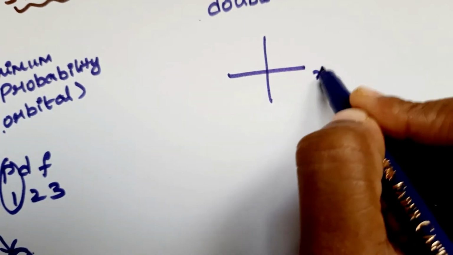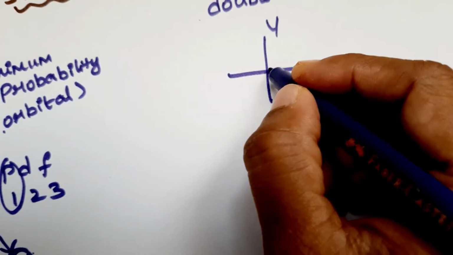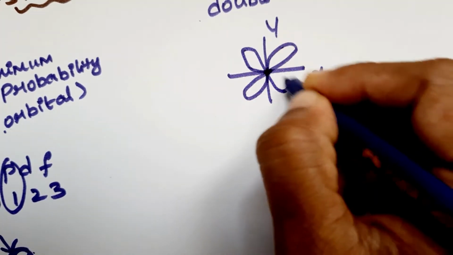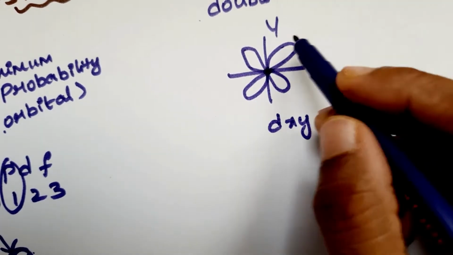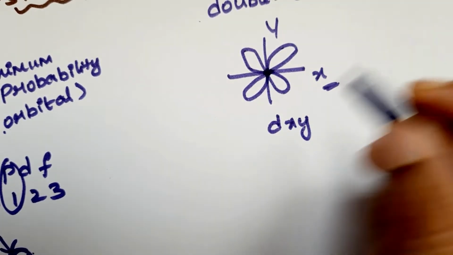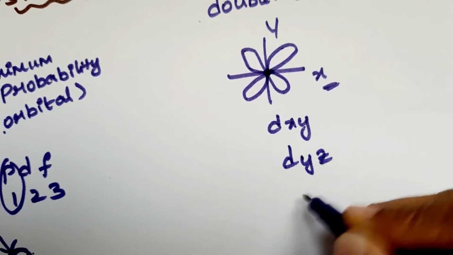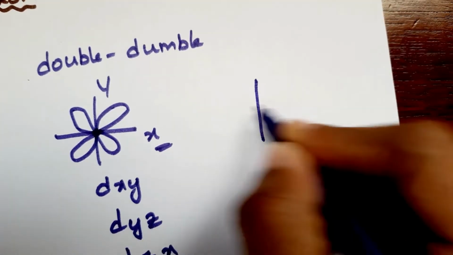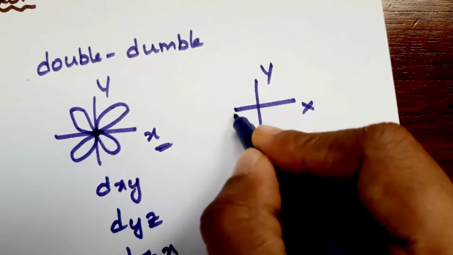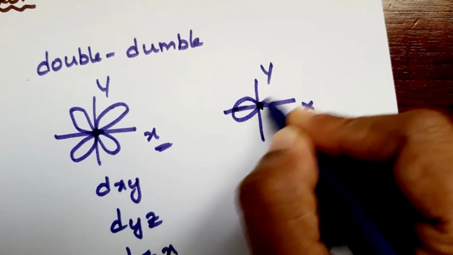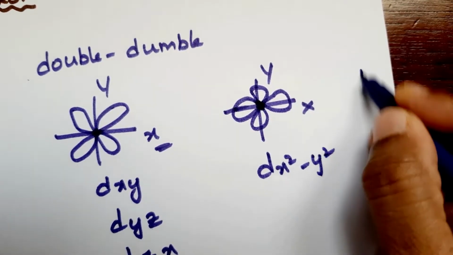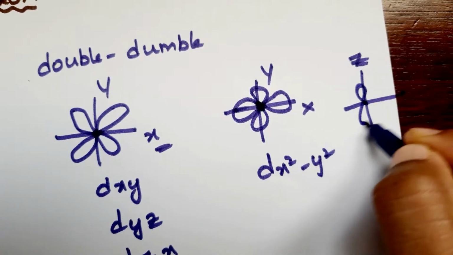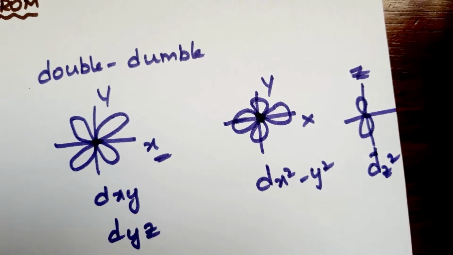See, for example, if we take x and y, the in-between orbital is xy. This is dxy. If in place of x we keep y, and in place of y we keep z, then we get dyz. Similarly, dzx. In the same way, along the axis, if we keep x and y, then we get dx square minus y square. If we keep z here, then we get dz square.